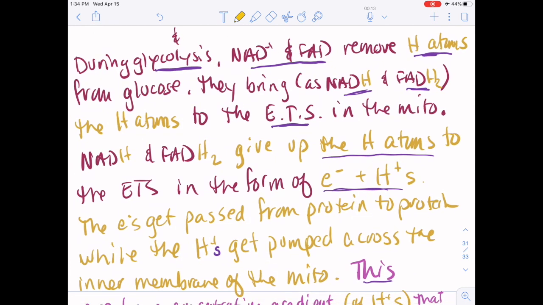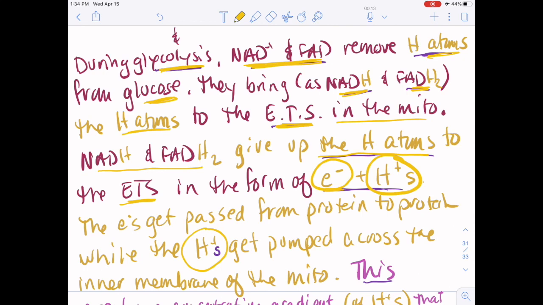Let's follow through here. During glycolysis, NAD plus and FAD remove hydrogen atoms from glucose, C6H12O6. They become NADH and FADH2, and they bring those hydrogen atoms to the electron transport system in the mitochondria. Once they're in the mitochondria, NADH and FADH2 give up the hydrogen atoms to the electron transport system in the form of electrons and protons. The electrons get passed from protein to protein while the protons get pumped across the inner membrane of the mitochondria.